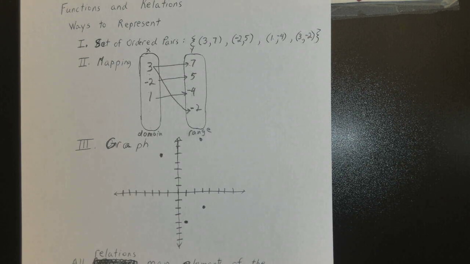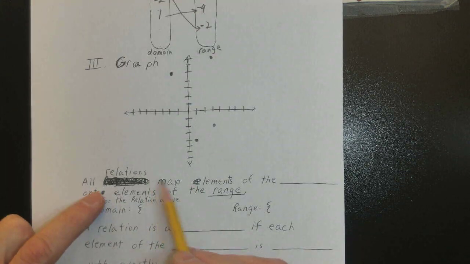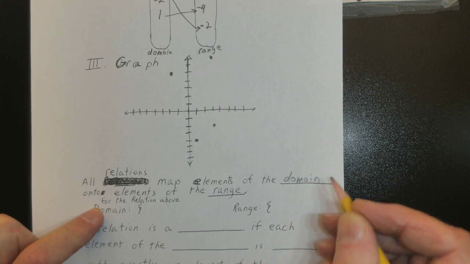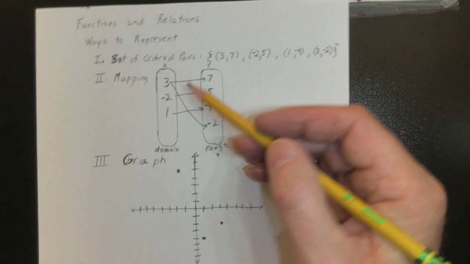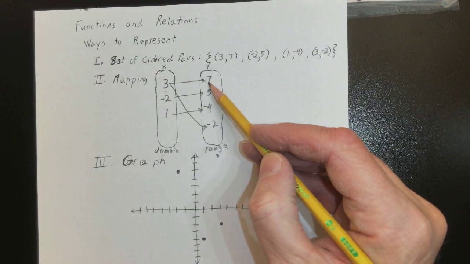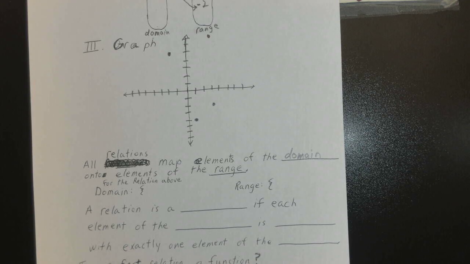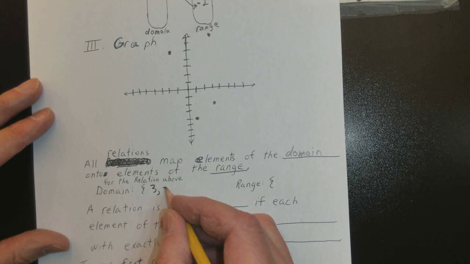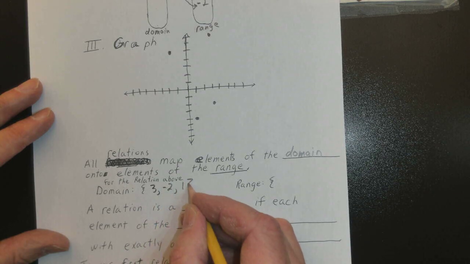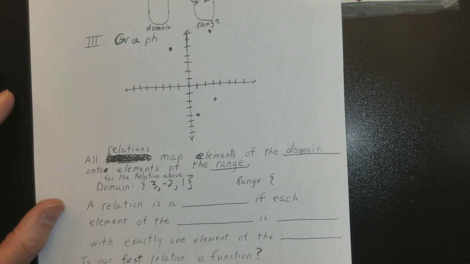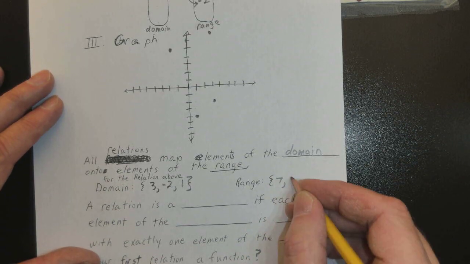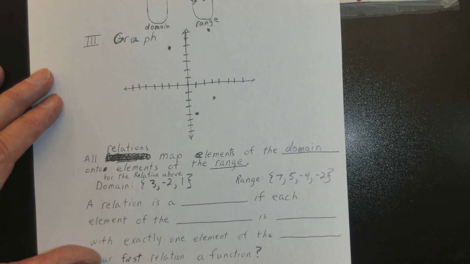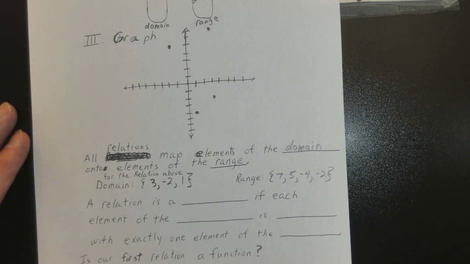All right. All relations map elements of the domain onto elements of the range. Elements of the domain mapped onto the elements of the range. Okay? For the above, our domain, in no particular order, is 3, negative 2, and 1. And then we'll make our fancy little bracket there. And our range is 7, 5, negative 4, negative 2. Okay?